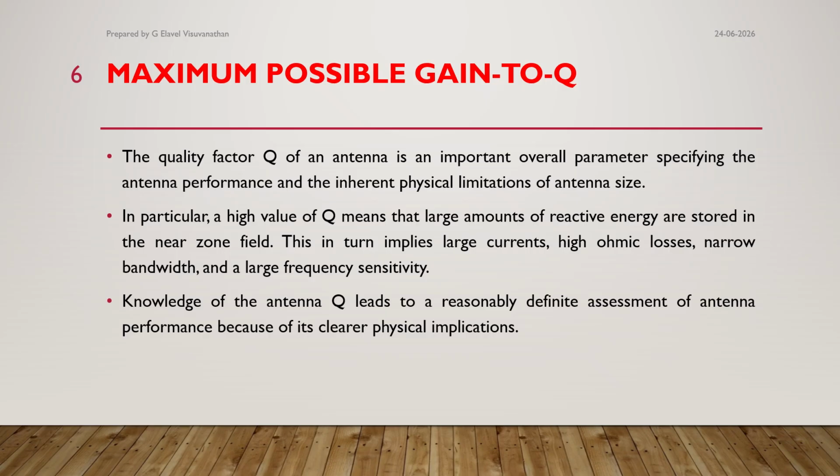Next, maximum possible gain to Q. As I said, Q is nothing but quality factor. Quality factor of an antenna is an important overall parameter specifying the antenna performance and the inherent physical limitation of the antenna type. The quality factor Q is an important overall parameter specifying the antenna performance, and it also limits the antenna size.